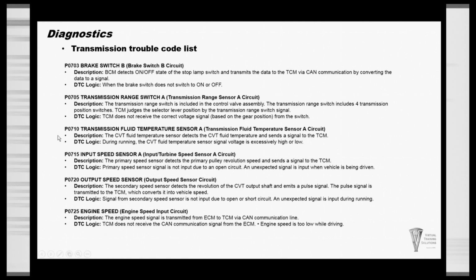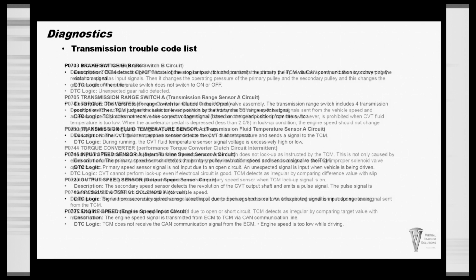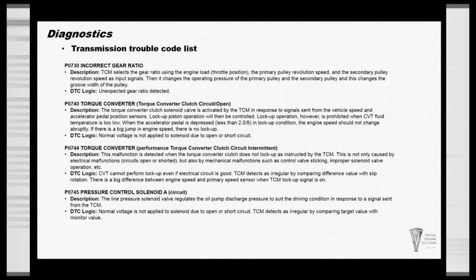710 transmission temperature sensor. This is a fairly big issue on this unit. A lot of problems with the scan tool not being correct. And then 715, 720, and 725 are all to do with speed sensors, input, output, and engine speed. 730 is the incorrect gear ratio. And then 740 is the TCC converter clutch circuit.